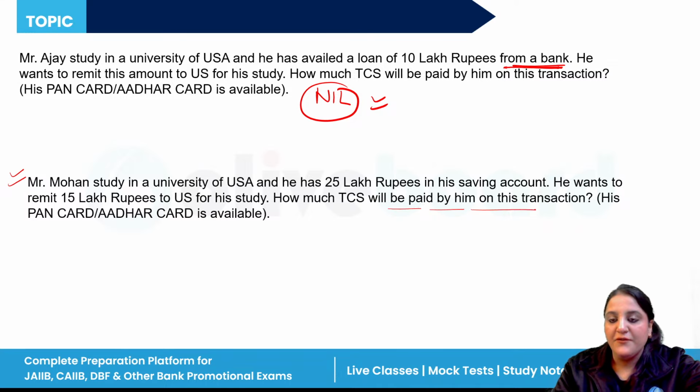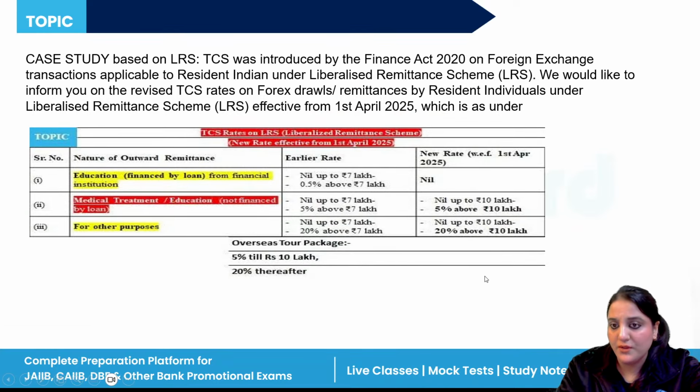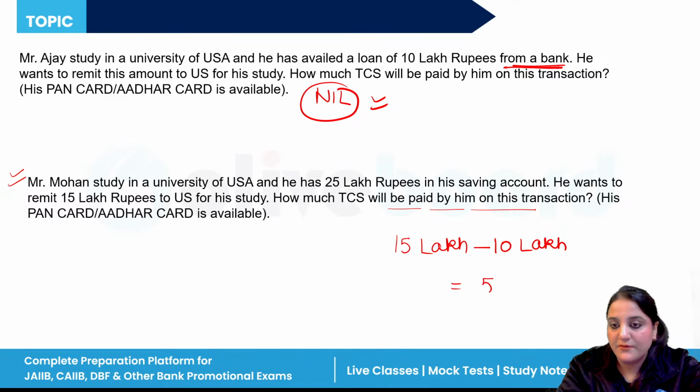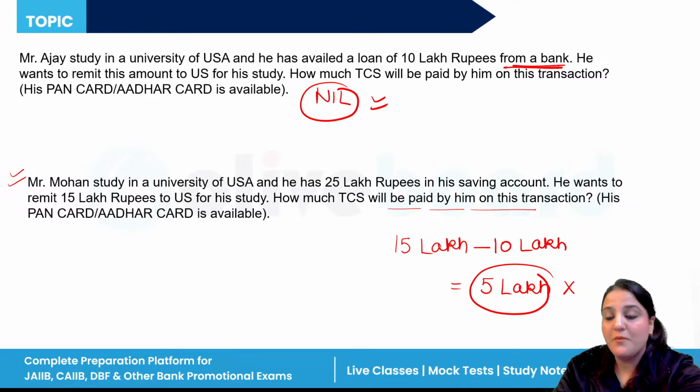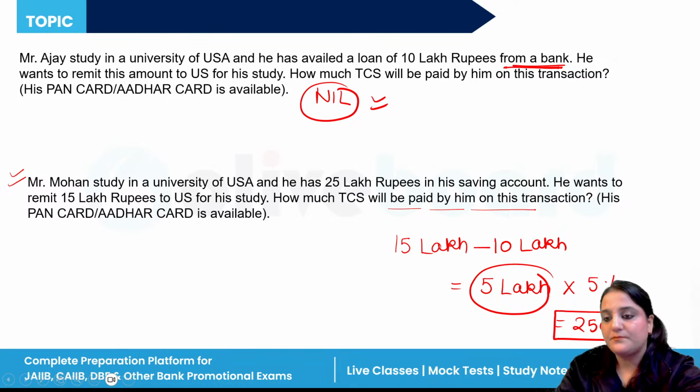So simple, 15 lakh he wants to remit, right? We have to deduct 10 lakh from this 15 lakh as per the rules. That is, we got 5 lakh. Now we have to apply the TCS on this 5 lakh, which is how much percent? 5%. And 5% of 5 lakh is equal to 25,000. So this is the answer here. Is that clear? The answer is 25,000.